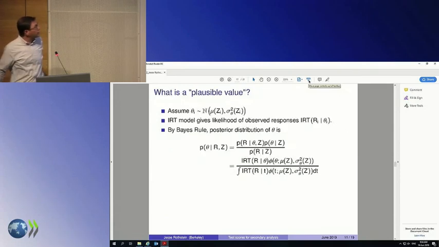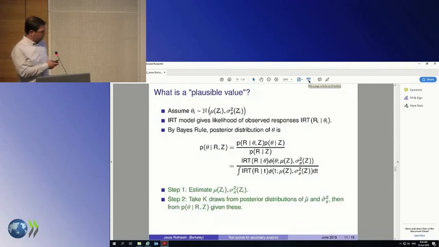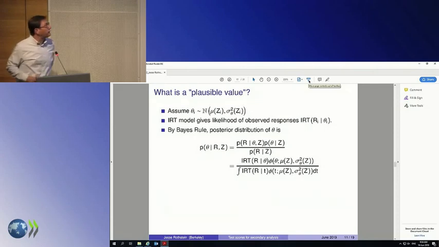Okay, so let me go through that quickly. I know I'm a little low on time. A plausible value, just go quickly through the math, and if your eyes glaze over, that's okay. We'll come back out of this in a minute. We're going to assume that the individual proficiency theta_i has some normal distribution where both the mean and the variance may depend on characteristic Z. An IRT model gives us the likelihood of the observed responses, call those capital R, given a theta. So we've specified a model that gives us a likelihood function if we knew the thetas.